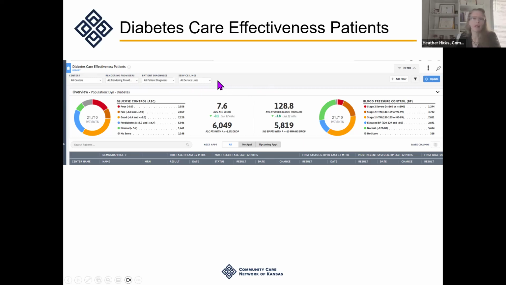If you want to run a work list for your location A, you can add a filter for location. You can add a filter for provider. You can also come down and add filters down here. You can't see it, but these little colored dots are going to be down here in your A1C status. And you can filter. I want to see all of my patients with poor glucose control that have had an increase.